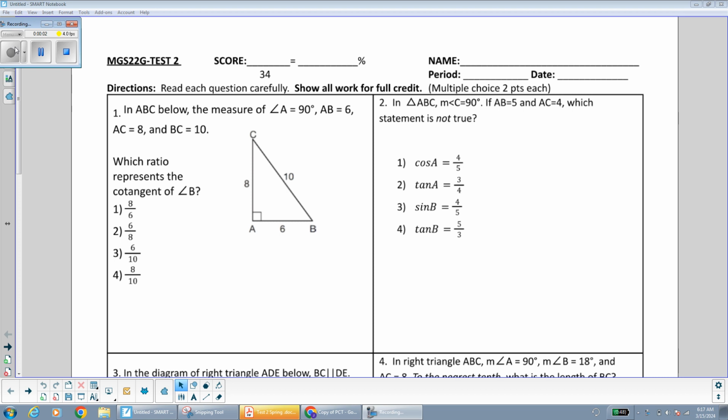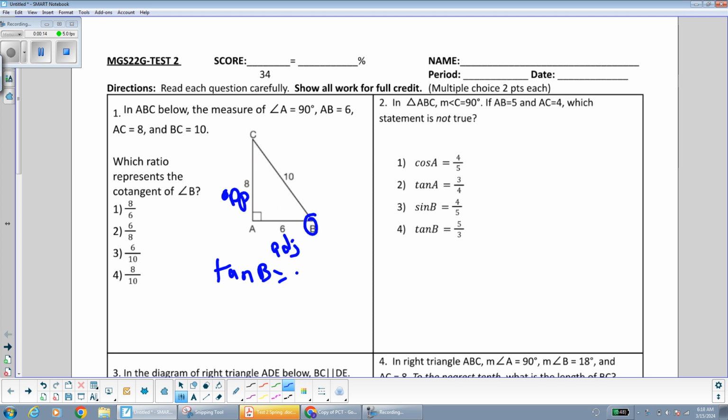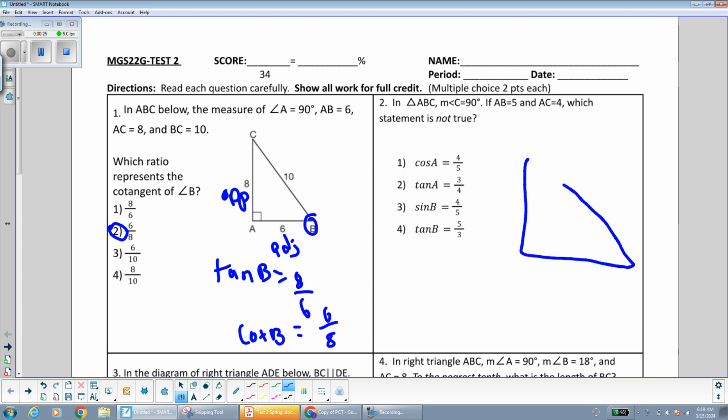In question 1, we're looking for the cotangent of angle B, which is the reciprocal of tangent. Tangent of angle B is opposite over adjacent. So cotangent of angle B would be the reciprocal. In the next question, we have a right triangle.